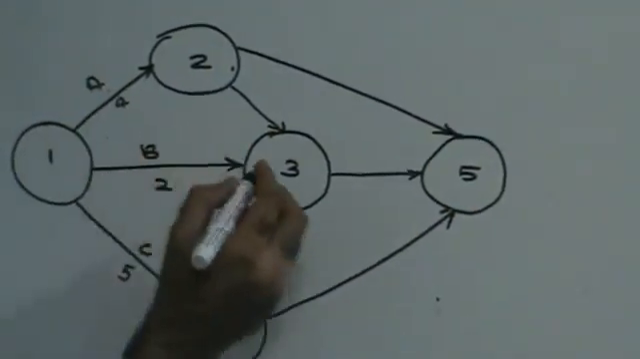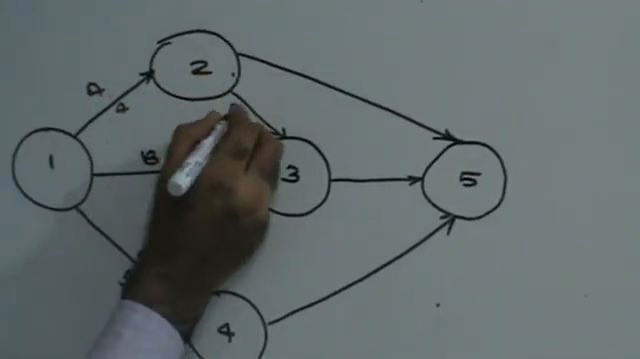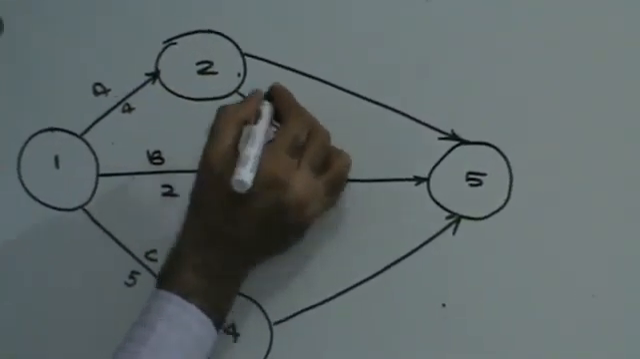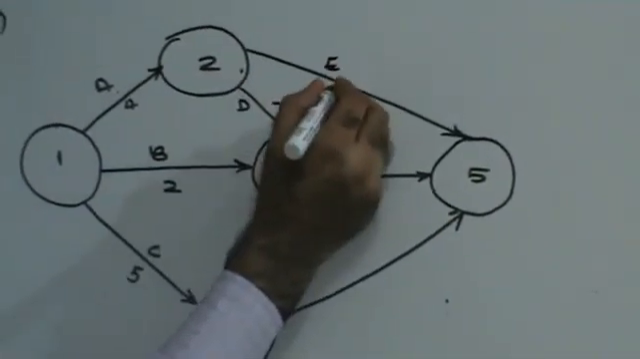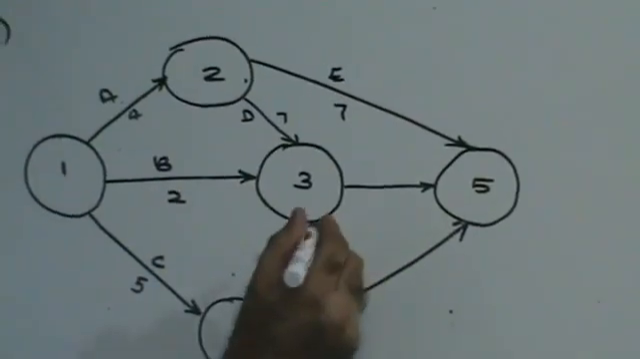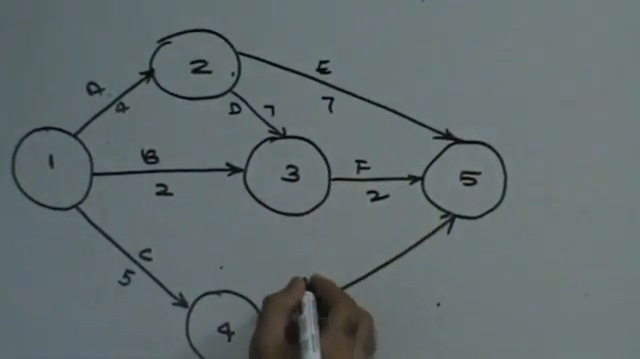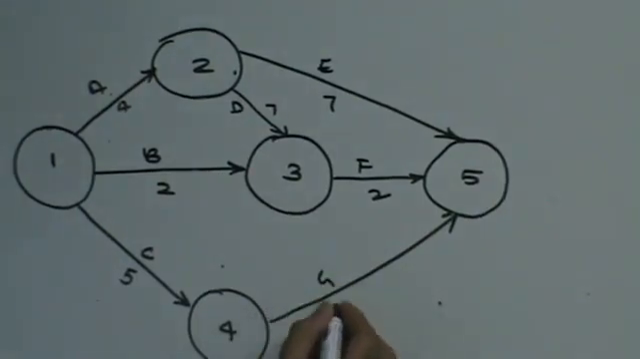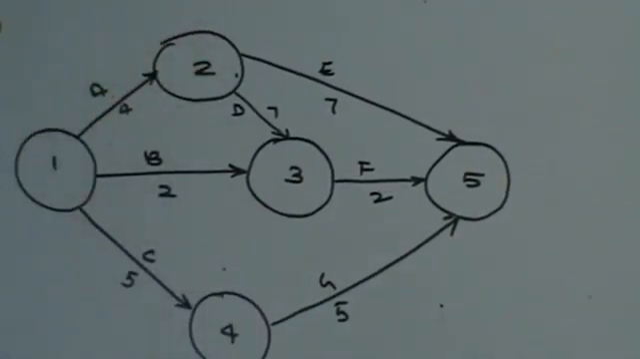Now from 2 to 3 is activity D and that is 7 days. Then from 2 to 5 is activity E, which is again 7 days. From 3 to 5 is activity F, which is 2 days. And from 4 to 5 is activity G, which is 5 days. So my network diagram is ready. The first thing you need to do is make the network diagram.